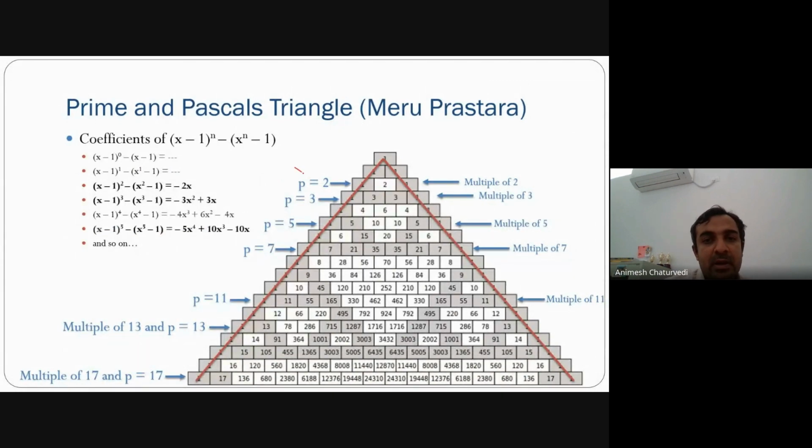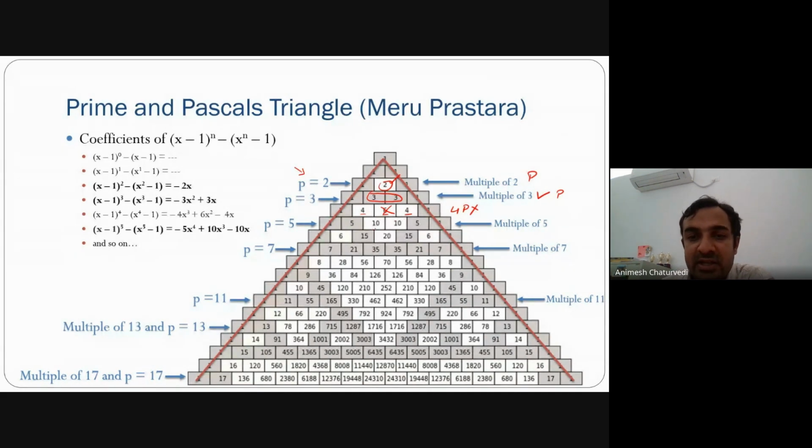Suppose a number is given as 2, then find whether 2 is a multiple of this internal element. Yes, it is a multiple, so it is a prime number. We say it is prime. So 3, is 3 a multiple of 3? Yes, 3 is a multiple of 3, it is prime. Now coming to this row, it is 4, 6, 4. Is it a multiple of 4? No, this 6 is not. So it means that 4 is not a prime.